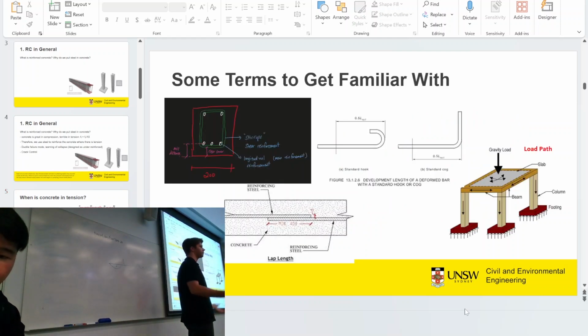So, as I know you're all getting started, and this is a crash course, I just wanted to start off with some terms to help you get familiar.